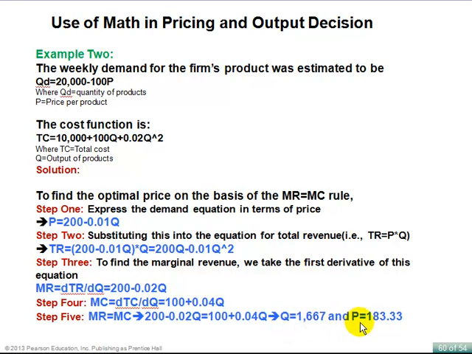And use this Q. Based on this equation, we can get the price. Price is 183.33. So those are the optimal price the firm should set and the optimum output the firm should produce to maximize its profit.